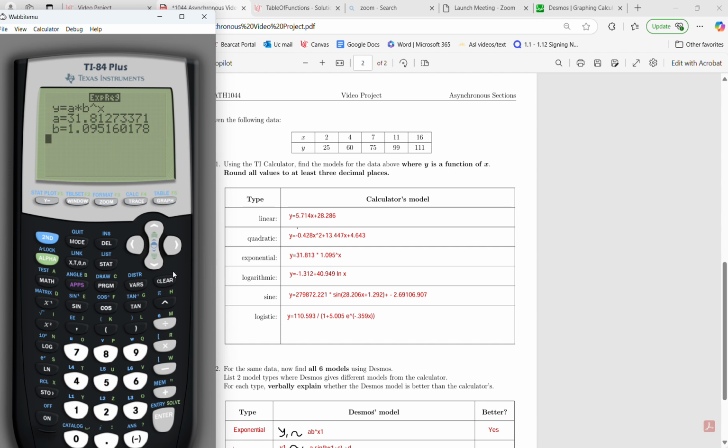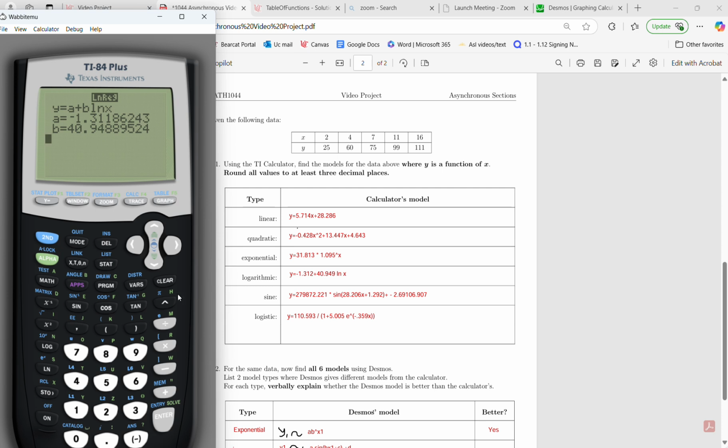And then for our next one, I did logarithmic. Go to Stat, Calc, go to this one, enter, it's got your X and your Y lists, calculate, boom, there's your numbers.